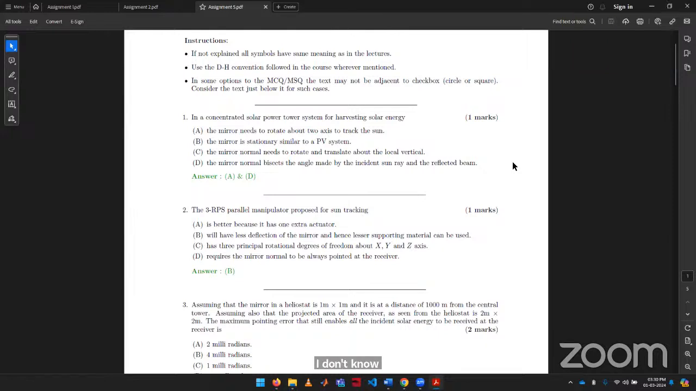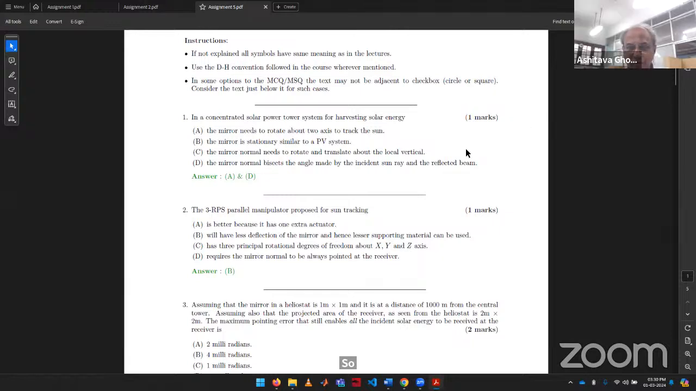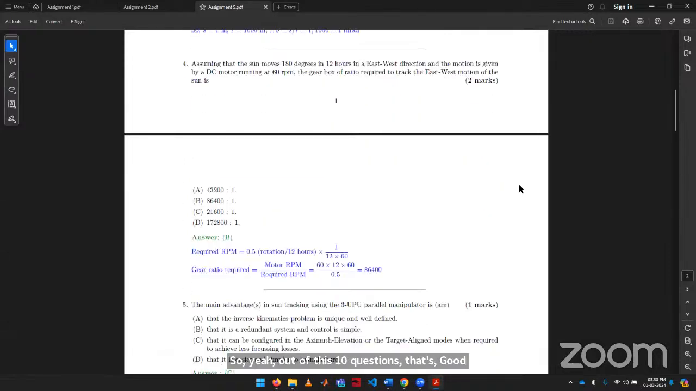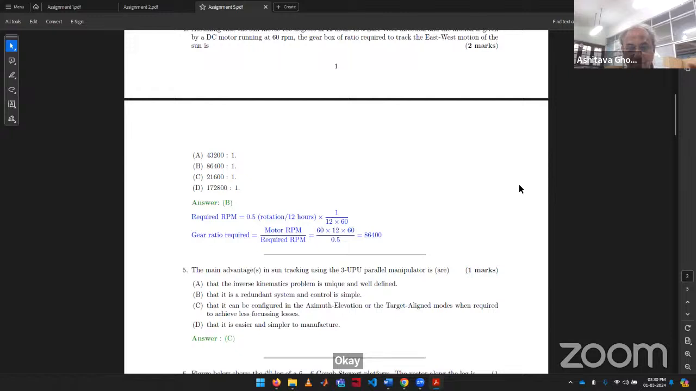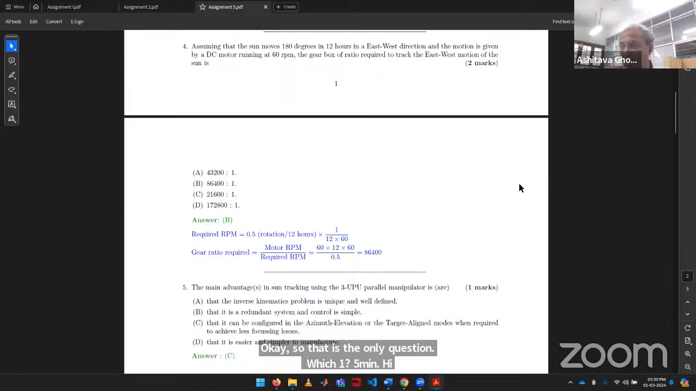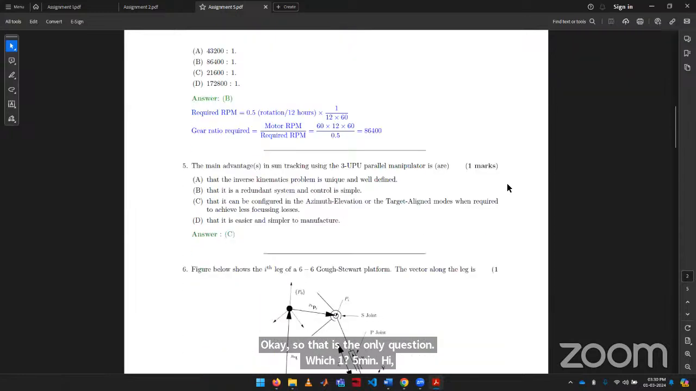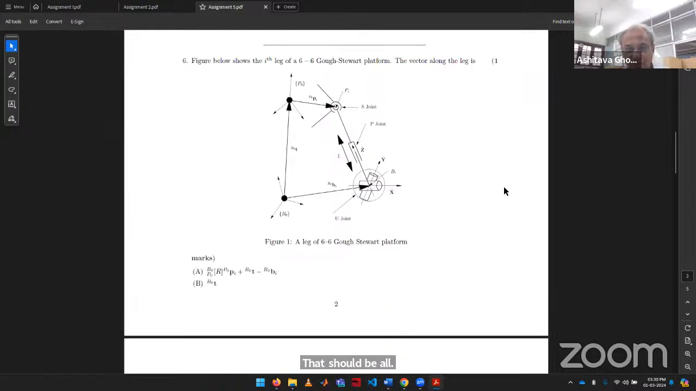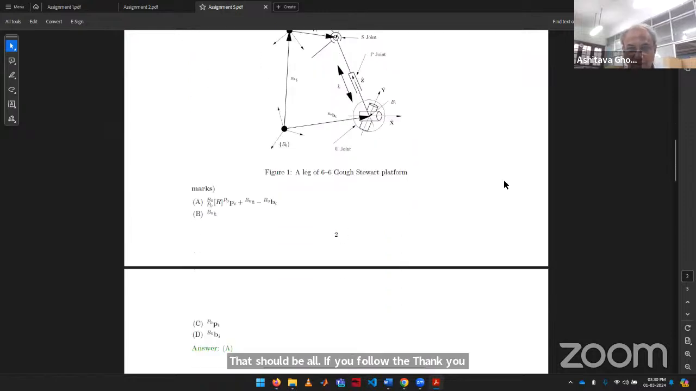See, out of these 10 questions, let's go to the 5. So go down below. There is only question number 4, which will require 5 minutes or maybe 10 minutes. All others, if you follow the lectures properly, you can just do in 1 or 2 minutes.